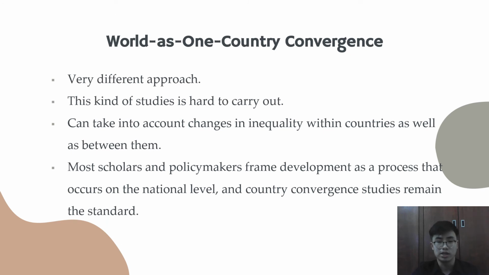The last convergence is world-as-one-country convergence. This is a very different approach to the study of convergence. This approach is to think of the world as one country. This approach can take into account change in inequality within countries as well as between them.